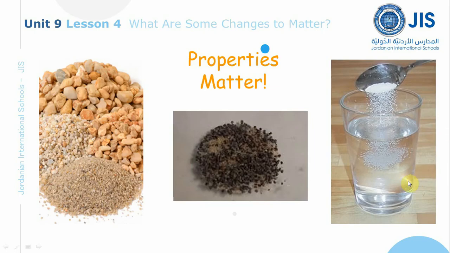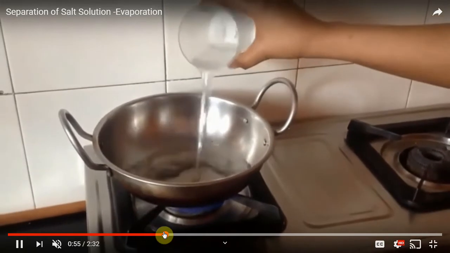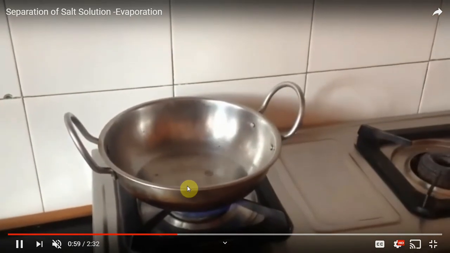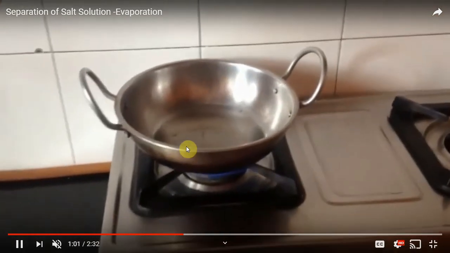Now, to separate the last mixture that we have, a solution of water and salt, we can't use the sieve, and we can't use a magnet. Let's watch this video to know how we're going to separate this solution. He's heating the salt water to make the water evaporate.